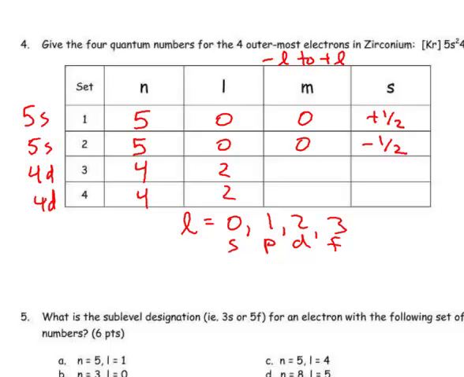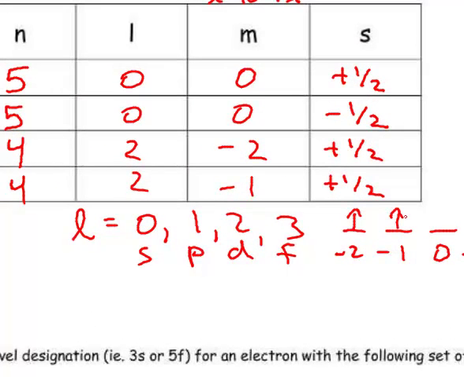Minus 2 to positive 2, so minus 2, minus 1. Remember, they have to fill empty orbitals before they pair up, and according to parallel spin, they will be spinning in the same direction. Negative 2, negative 1, 0, positive 1, and positive 2 are all the possible values for m. And we would have 2 electrons in there, spinning the same direction.